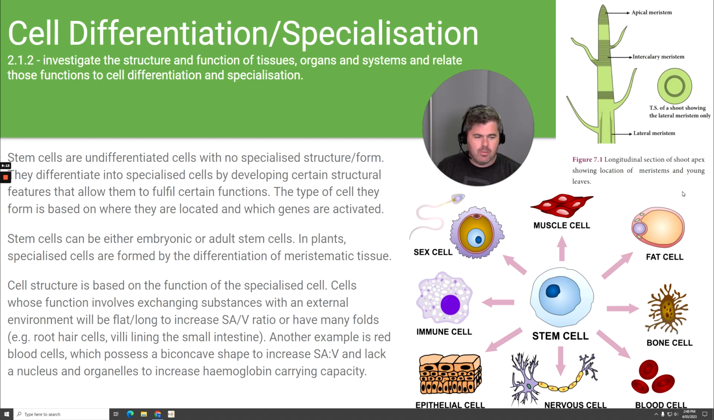So, if we look here, we have a longitudinal section of a shoot apex showing the location of meristems and young leaves. So, when a plant cell starts off, it has very undefined cells to start with. But over time, as they become more and more developed, they become more specialized.